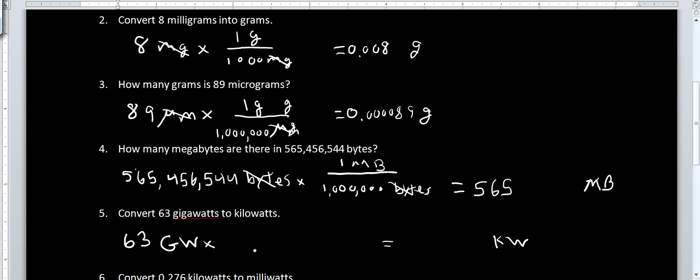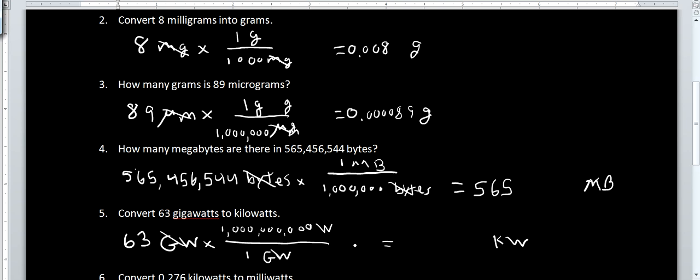So 63 gigawatts, a gig, or giga means 1 billion. So that's 1 followed by 9 zeros. So 1, 2, 3, 4, 5, 6, 7, 8, 9. And that's watt. And that equals 1 gigawatt. Your gigawatts will cancel. You're left with watts.